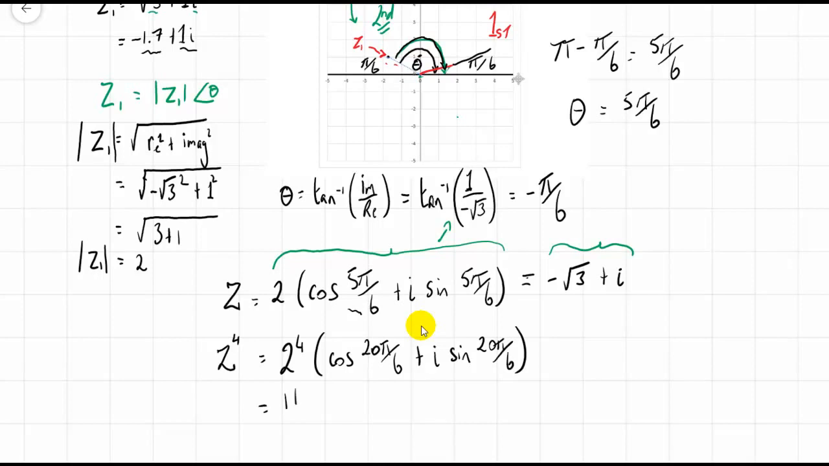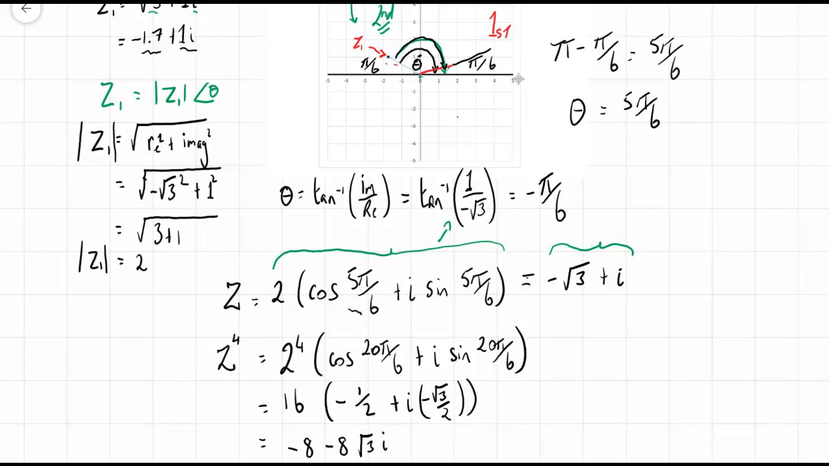2 to the 4 is equal to 16, and the cosine of 20 pi over 6 is minus a half, or minus 0.5. And the sine of 20 pi over 6 is minus root 3 over 2. And if we multiply that by 16, we get minus 8. And if we multiply minus root 3 over 2 by 16, we get minus 8 root 3 times i.